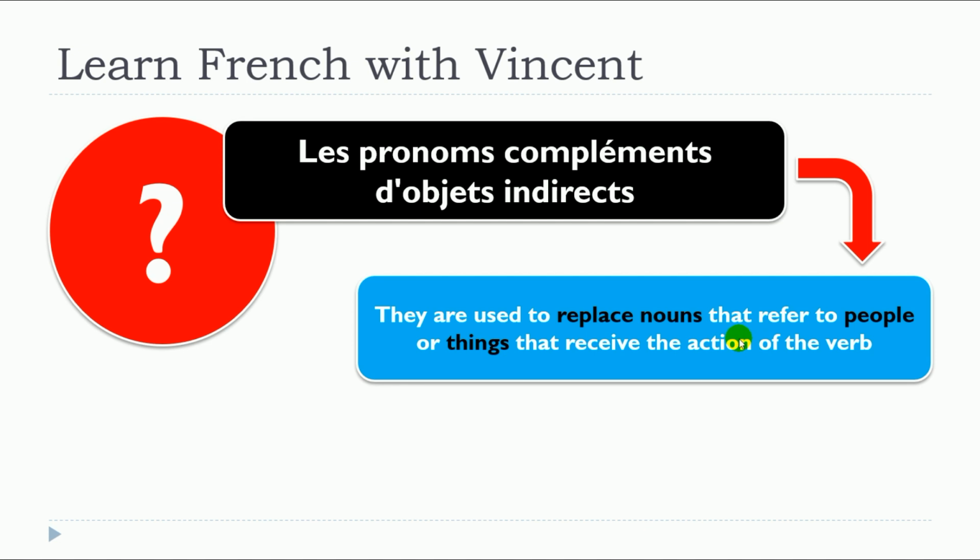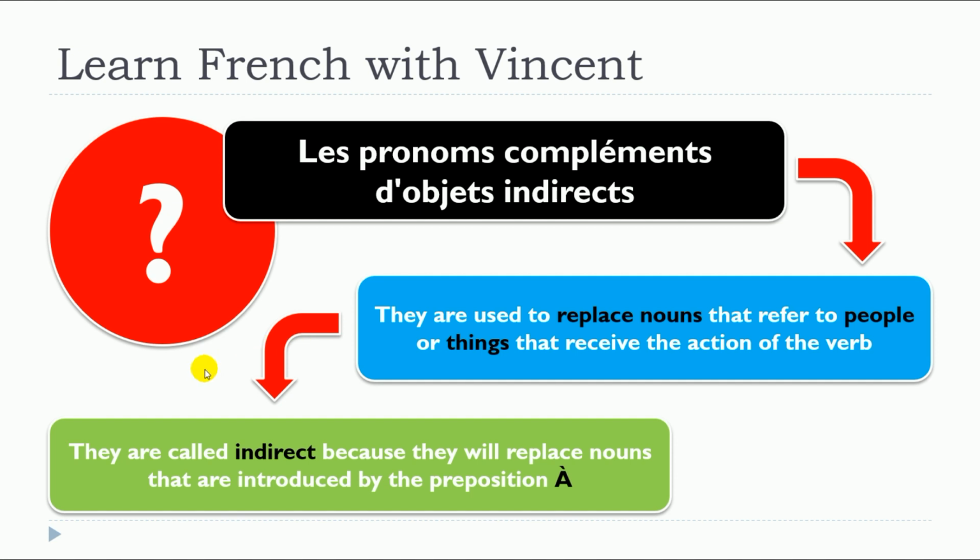So let's agree on that. These nouns that they will replace will receive the action of the verb in the sentence. And the second thing that is extremely important, they are called indirect because they will replace nouns that are introduced by the preposition à. So these nouns that they will replace receive the action of the verb and are introduced by the preposition à. So this is what we call les pronoms compléments d'objet indirect.